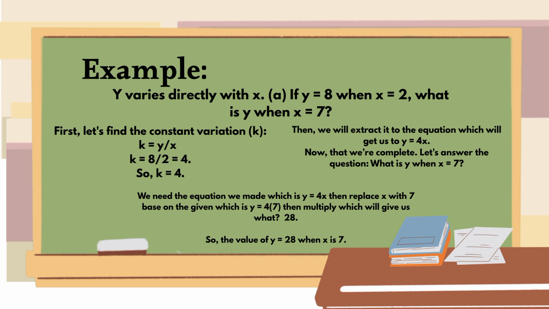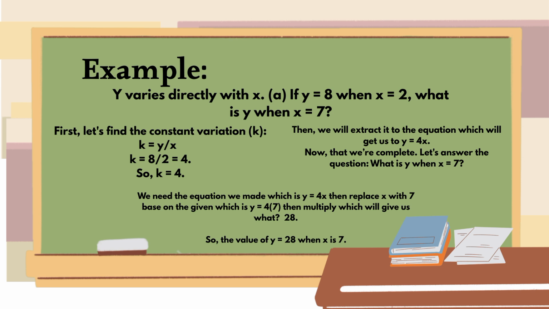Next, we have another example. If y equals 8 when x equals 2, what is y when x equals 7? First, find k. The formula that we will use is k equals y over x. We substitute y and x, which is k equals 8 over 2. After that, we divide 8 by 2, and we get 4. So the constant of variation is 4. When we write it again, it will be y equals 4x.